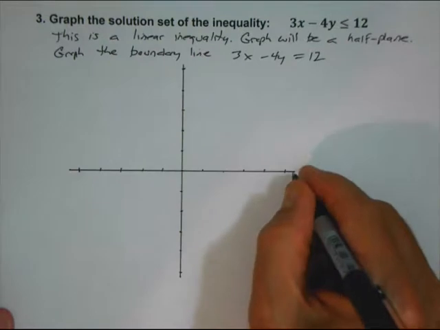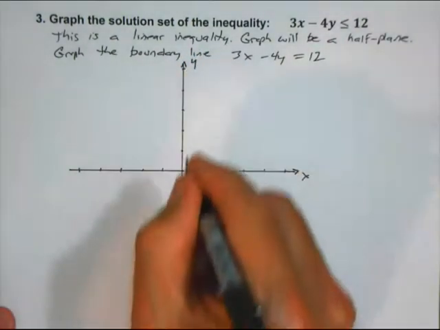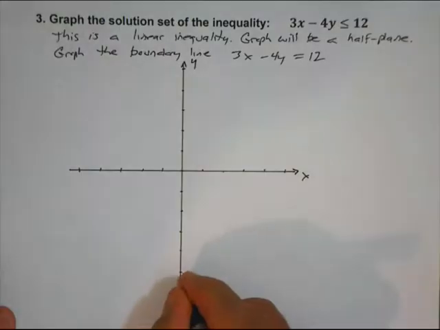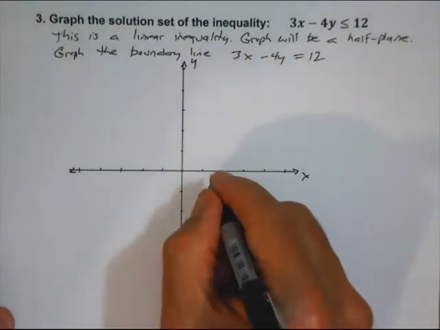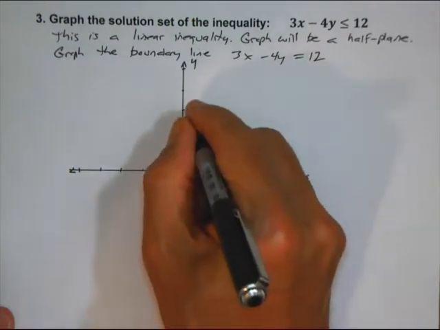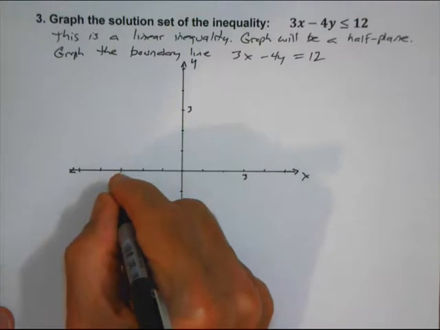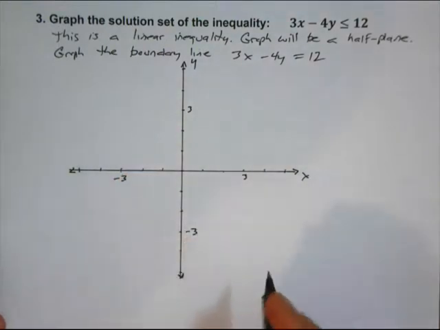Okay, we want to label the axes. This will be the x's, this will be the y's. Let's scale this coordinate system. 1 centimeter is 1 unit. 1, 2, 3. 1, 2, 3. 1, 2, negative 3. 1, 2, negative 3. Alright, let's get ready to sketch this boundary line. Contrasting color.